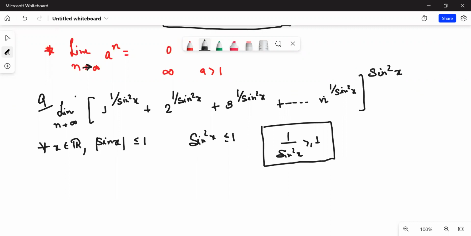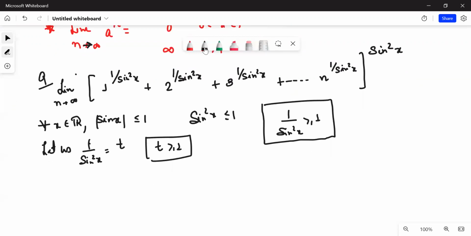So let's do one thing. I'll write, let us write this 1 upon sine square x as t. Okay, so at least things would become easy for us. Obviously, from the inequality that I had developed just now, my t would be greater than or equal to 1. So if I use that up, now I'll write limit n tends to infinity.